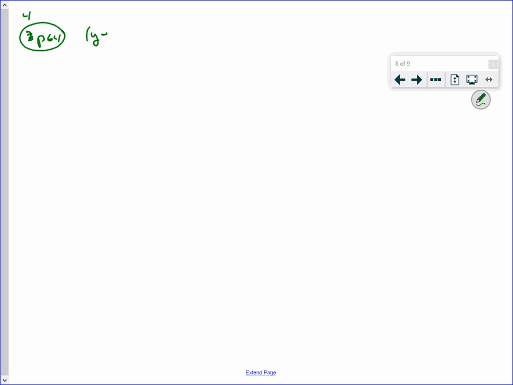y e to the xy plus 2x dx plus x e to the xy minus 2y dy. Now they ask if this is linear and if this is separable, and it's neither one.